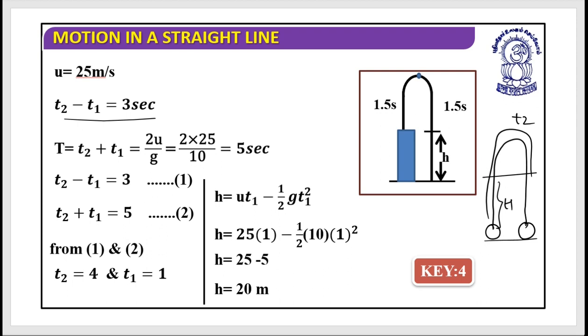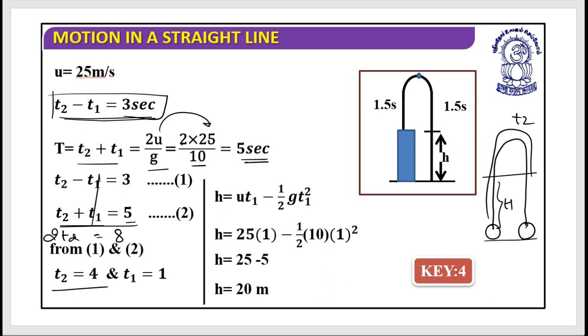My time of flight, which is t2 plus t1, would be 2u by g. As my u is 25, this is 2 into 25 divided by 10, which gives me 5 seconds. So we have two relations at this point: t2 minus t1 is 3 seconds, and t2 plus t1 is 5 seconds. If I solve this, just add these two, the t1 cancels, and 2 t2 is equal to 8. So from this I get t2 is equal to 4 seconds.